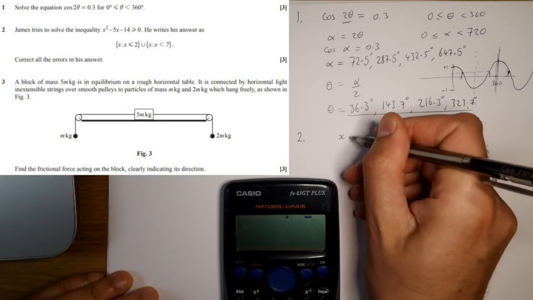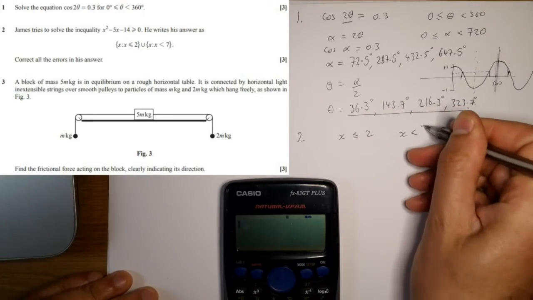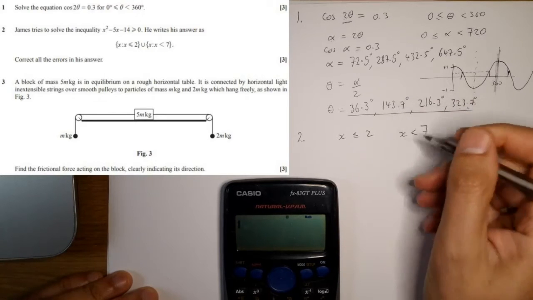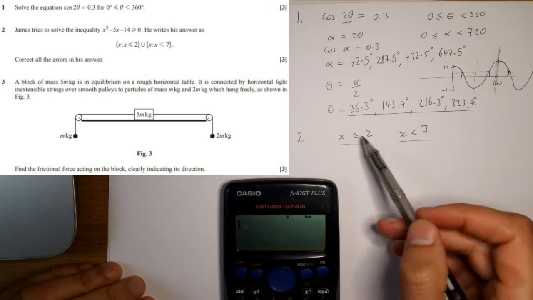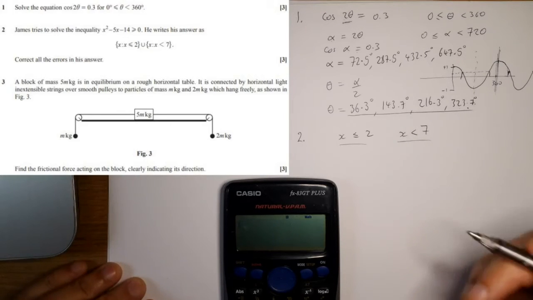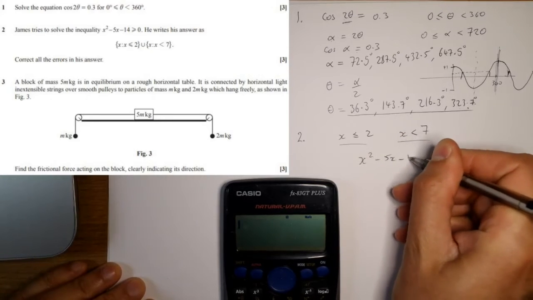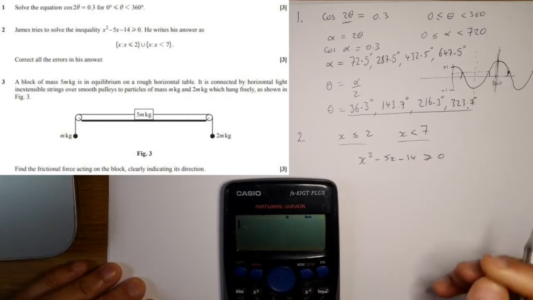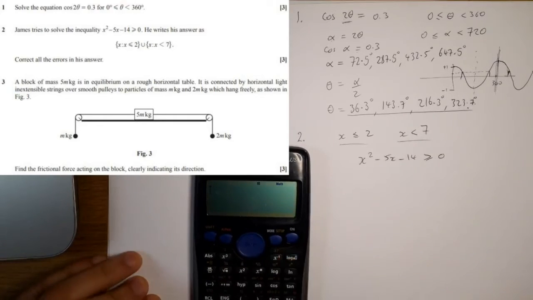So I'm just going to get rid of some of it because I'm not sure we need all of that notation. So we've got this and we've got this. Okay. Correct all errors in his answer. Well, I suspect there's going to be a problem that these two inequalities face the same way. So I'm going to just solve the inequality myself first. May not need to solve the inequality, but this is going to help you revise quadratic inequalities.